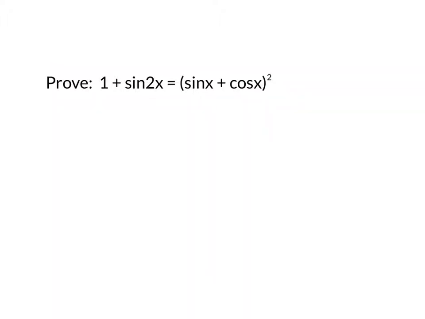Okay, here's what they look like. It says prove 1 plus sine 2x equals sine x plus cosine x, all squared. So I'm going to go with the right-hand side because to me it looks a little more complicated. So I'm going to square that, make that sine squared. Remember how you square things: you square the first, you multiply together, double. So I'm doing that now. And then I'm going to square the cosine.